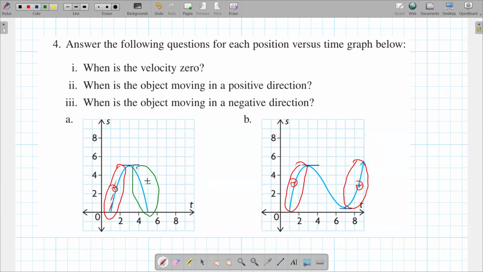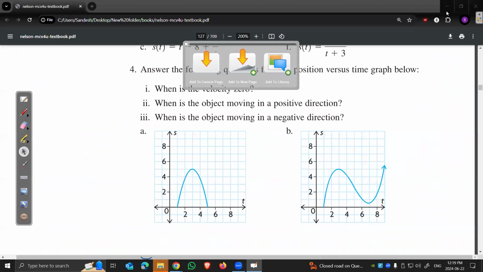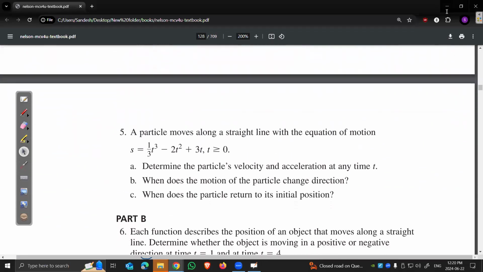So right here would be negative. Right here in the middle would be negative. And those are all the questions. So this one is just asking you whether you can draw tangent lines, is what that is. Nothing else.